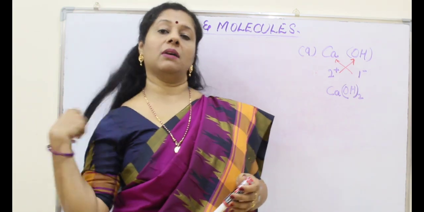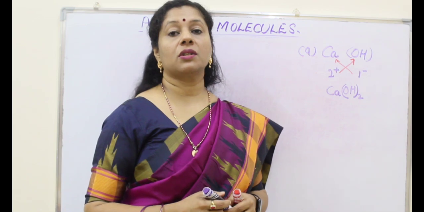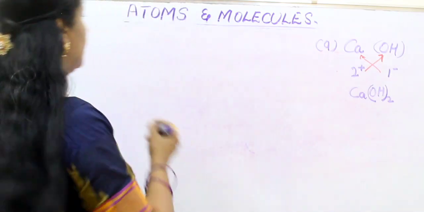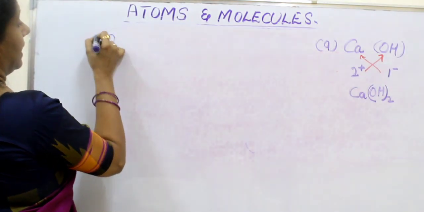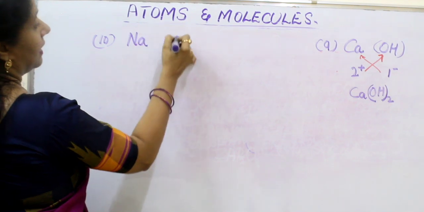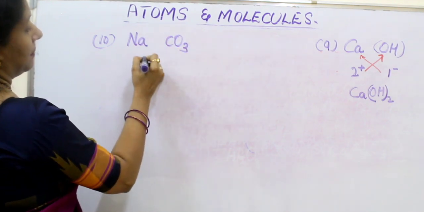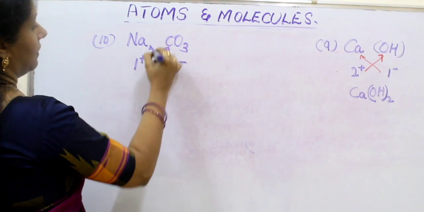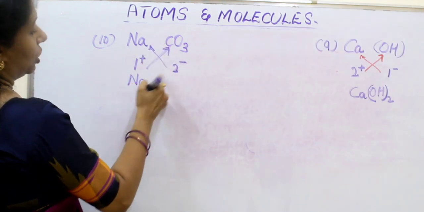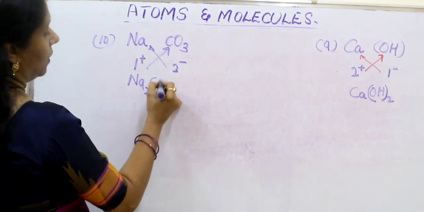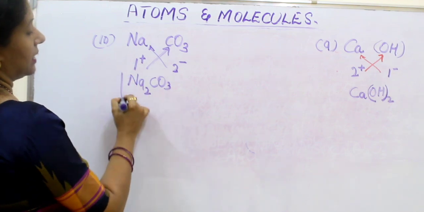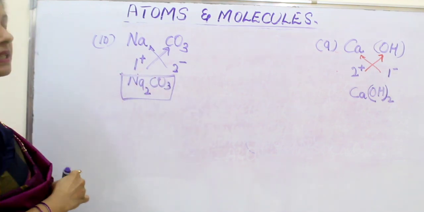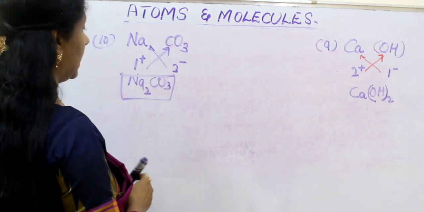Okay. So now let's see another compound called sodium carbonate. Sodium carbonate has sodium and carbonate. Sodium is 1 plus, carbonate is 2 minus. So when you crisscross, what will you get? Na2CO3, that 1 is not needed. So Na2CO3 is the formula of sodium carbonate.